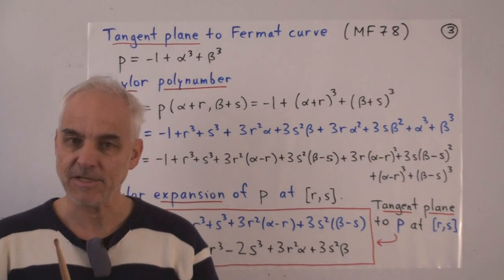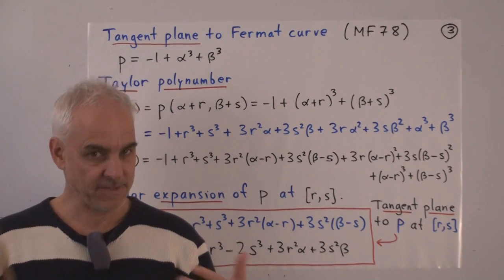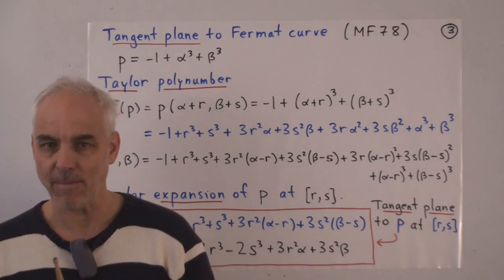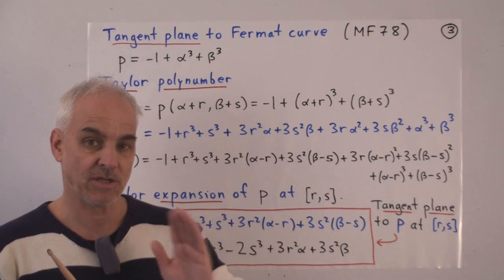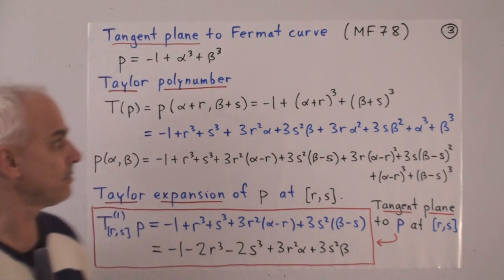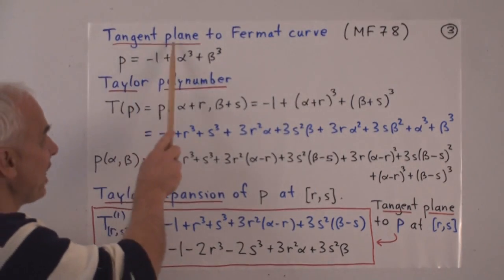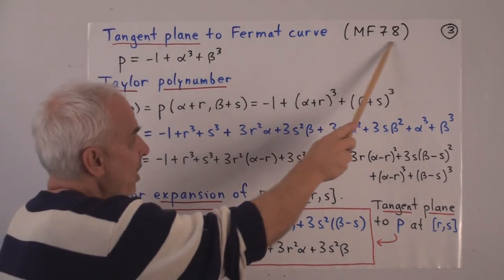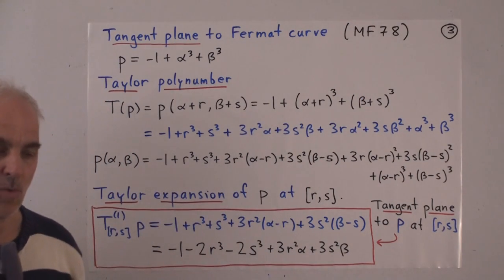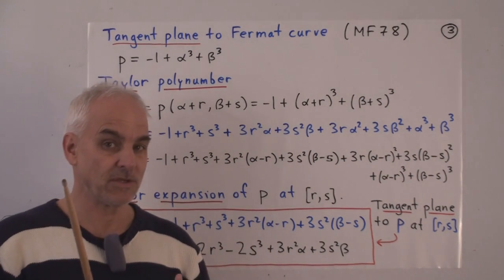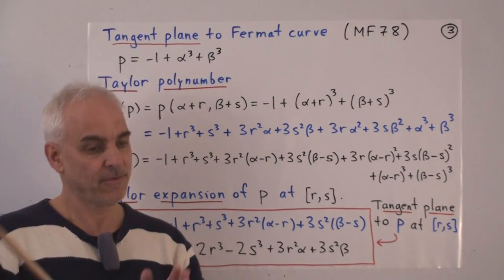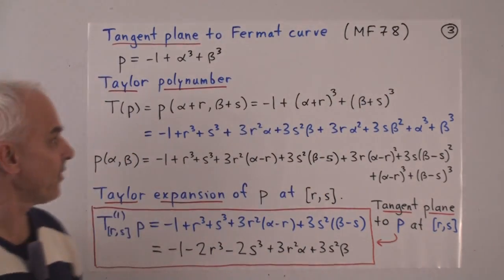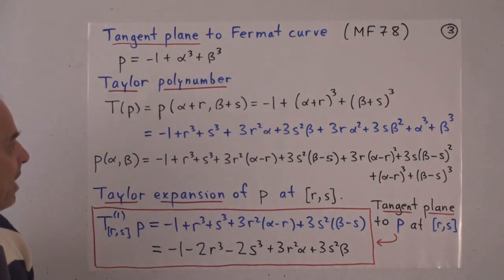So let's use the ideas of the algebraic calculus that I've set up so far to deal with polynumbers to analyze this Fermat curve, in particular to get some tangent line or tangent plane to it. So we're after the tangent plane to the Fermat curve, and you might want to review Math Foundation 78, where we dealt with a simpler situation of the unit circle. So we're going to be doing the same thing here that we did for the unit circle, so you might want to review that simpler situation first. There's our polynumber, minus 1 plus alpha cubed plus beta cubed.